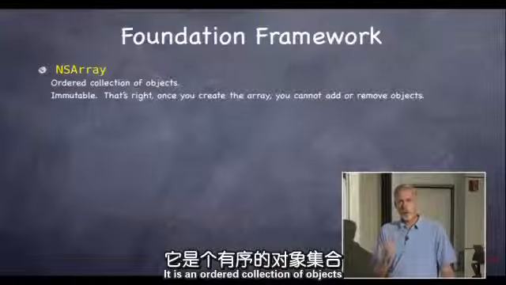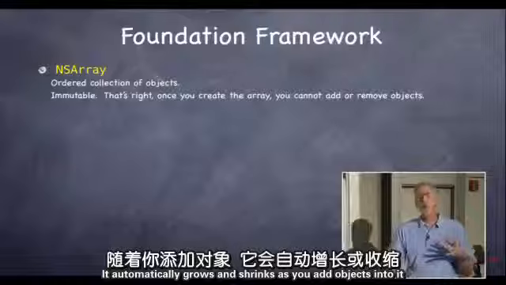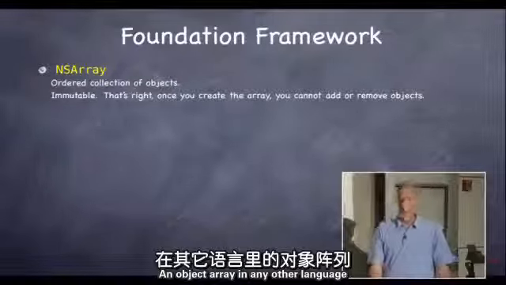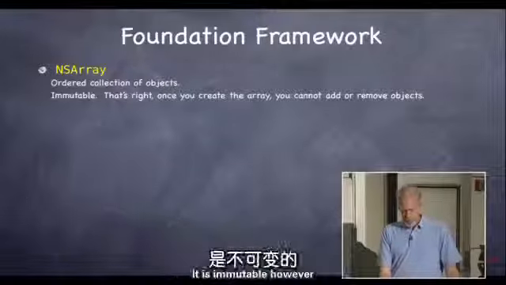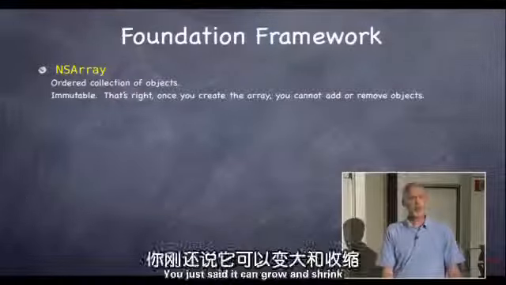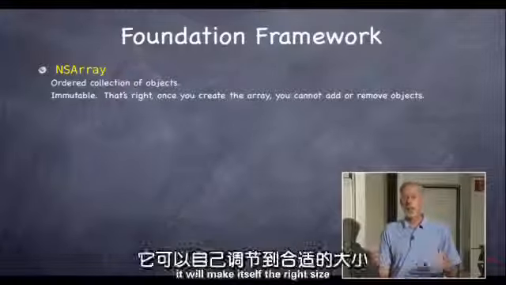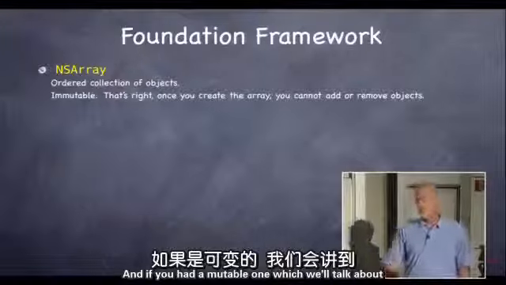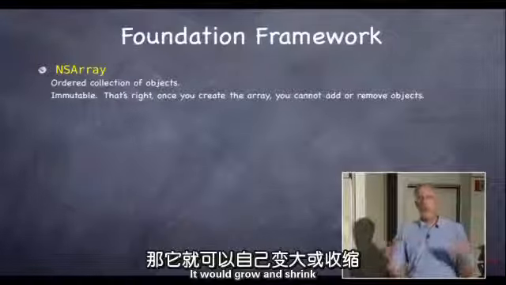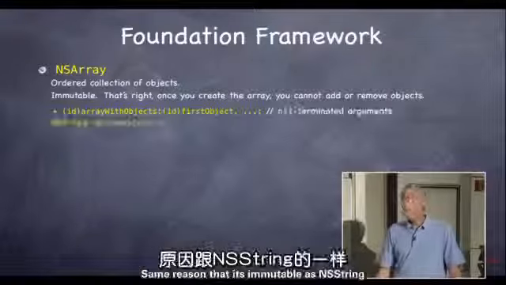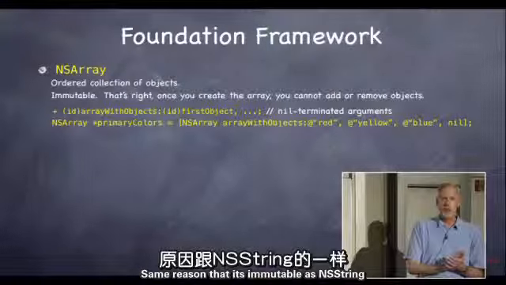It is an ordered collection of objects. It automatically grows and shrinks as you add objects into it, just like an object array in any other language. It's immutable, however. So you might say, well, wait a second, you just said it can grow and shrink. Well, when you create it, it will make itself the right size and stay that size. And if you had a mutable one, which we'll talk about, it would grow and shrink. So NSArray is immutable, same reason it's immutable as NSString.